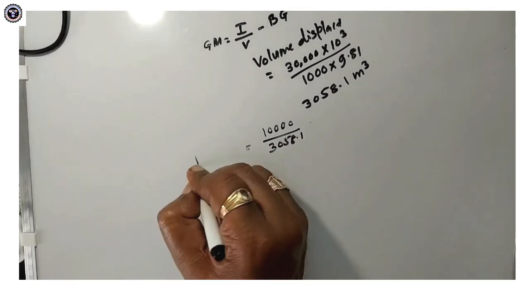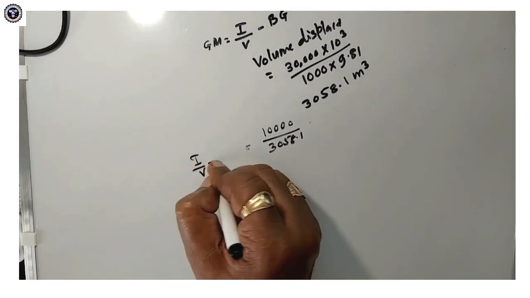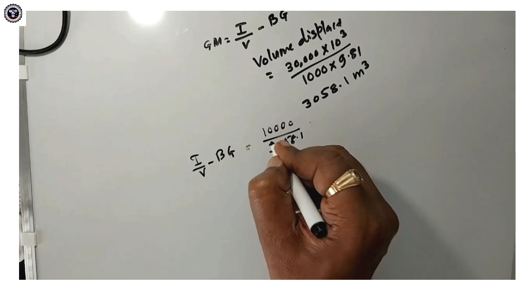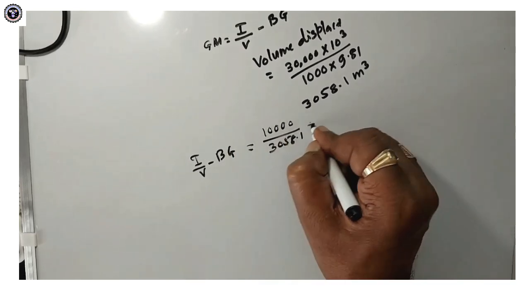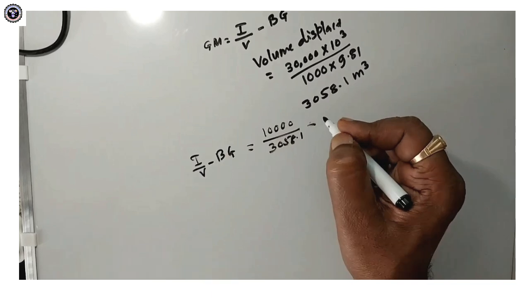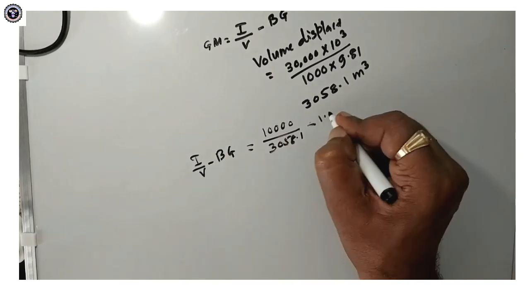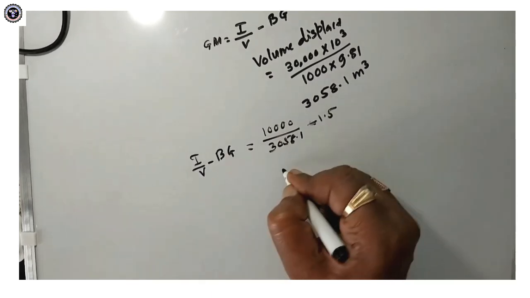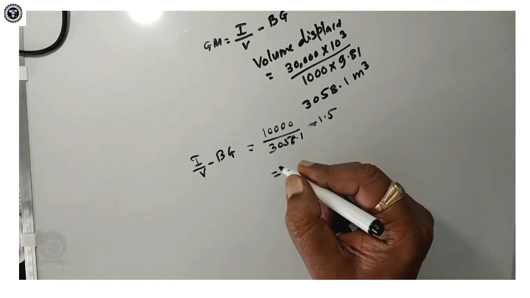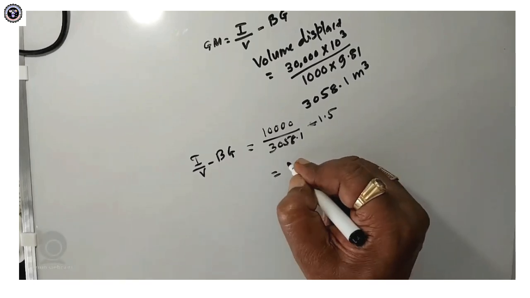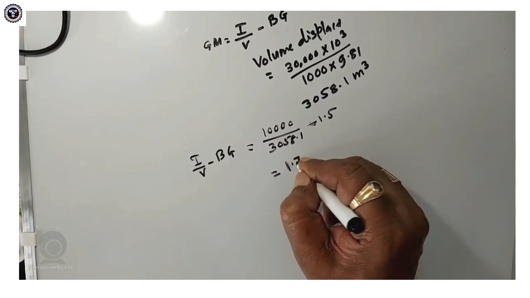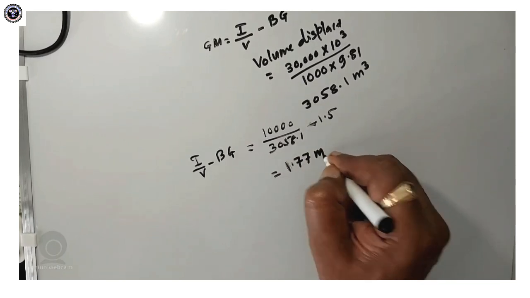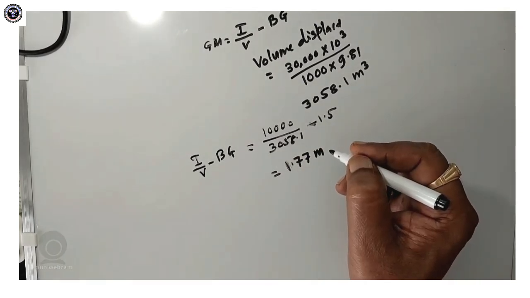I upon V minus BG. So I upon V is 10,000 upon 3058.1 minus BG. BG is 1.5. So that is equal to 1.77 meter.